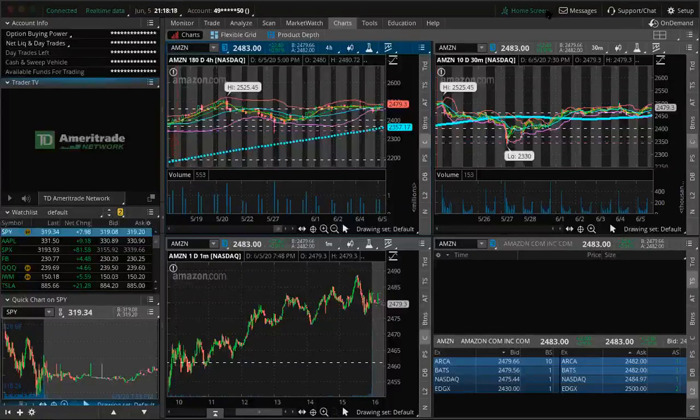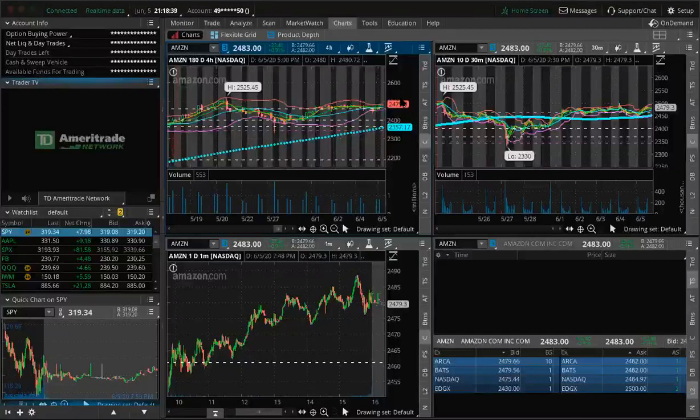So we have some questions. VWAP, I've used VWAP in the past. But the 5 and the 10 simple moving averages just work for me.